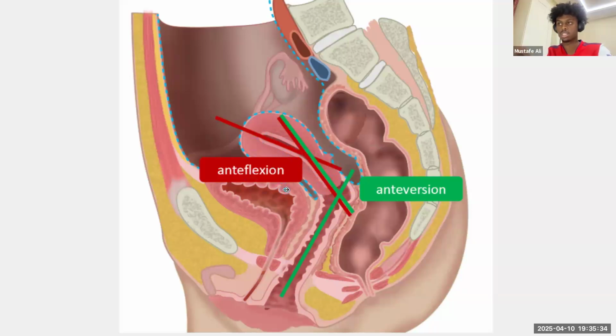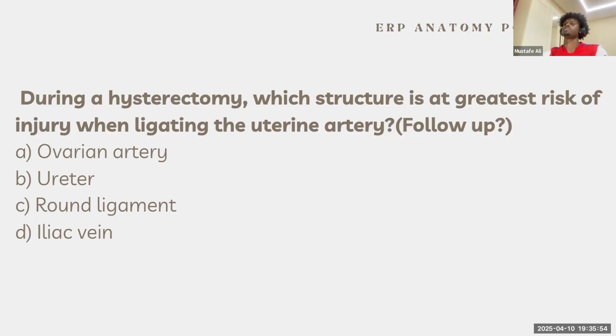Now, this is the normal position of the uterus. If it is not in this position, it could lead to a lot of different problems. It could lead to fertility problems, miscarriages, or even impinging on the rectum. So it's important that it is in this position. Okay? Make sure to remember these positions because they could ask you on it too. Let's move on. During a hysterectomy, which structure is at greatest risk of injury when ligating the uterine artery?